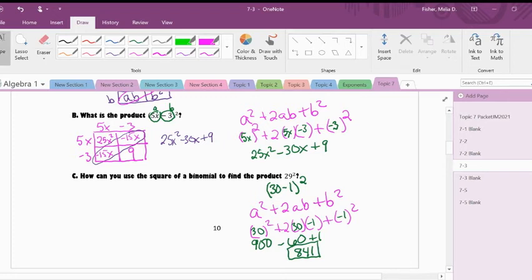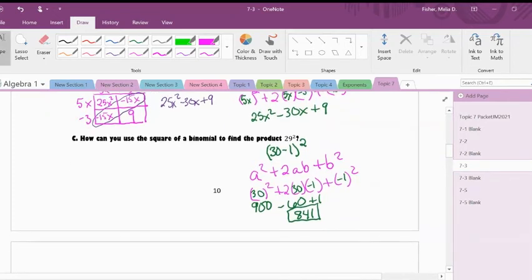Not a strategy you'll often use if you have a calculator handy, but it is good for being able to do mental math. Do your triads now.